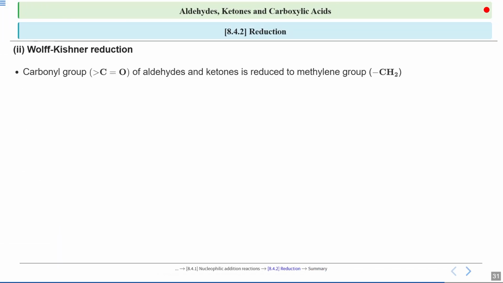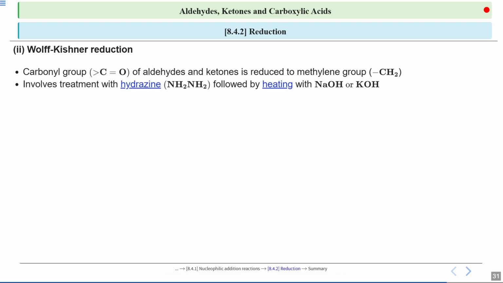Now we will see Wolff-Kishner reduction. In Wolff-Kishner reduction, the carbonyl group of aldehydes and ketones is reduced to a methylene group. So you're transforming a double bonded oxygen into a pair of hydrogen atoms. Earlier, in that case, we used zinc amalgam, ZnHg, and HCl.